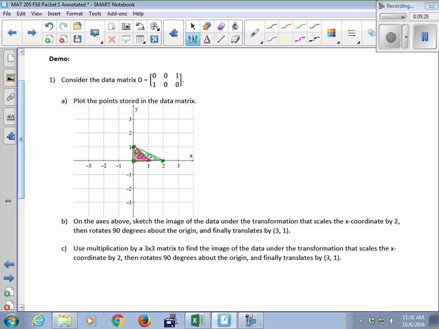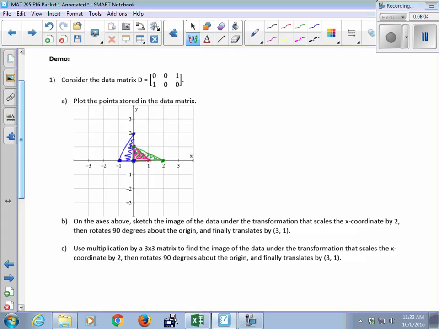Green triangle. All right. Then rotate 90 degrees about the origin. So I'm going to take each of my 3 points and rotate them 90 degrees. So 0, 0 is going to be in the same place. Where does 0, 1 go if you rotate it 90 degrees about the origin? Negative 1, 0. Yep. And where does 2, 0 go? 0, 2. Okay. So there's my blue triangle.